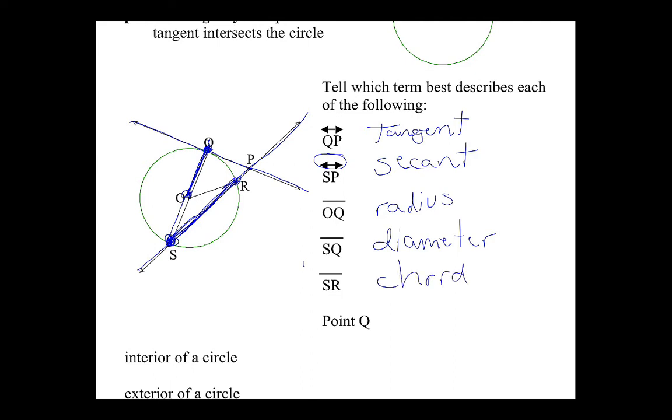And then if I look at point Q, it is the point on the circle that the tangent line QP hit, so that would make it the point of tangency. And these are the terms that I need you to take from today.